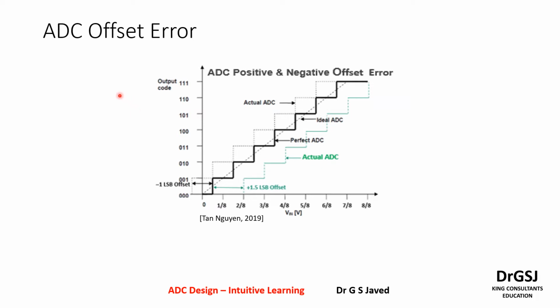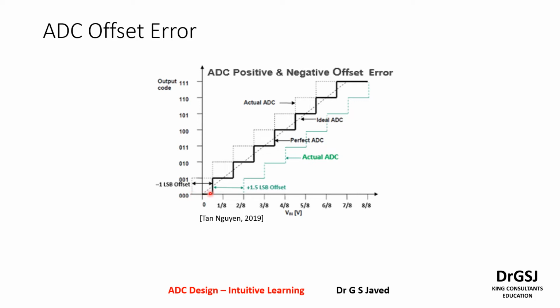First among the ADC static errors comes the offset error. As the name describes, it is the error which comes from something which gets offset from its regular place. For example, the black dotted line that we see here is the ideal ADC graph.